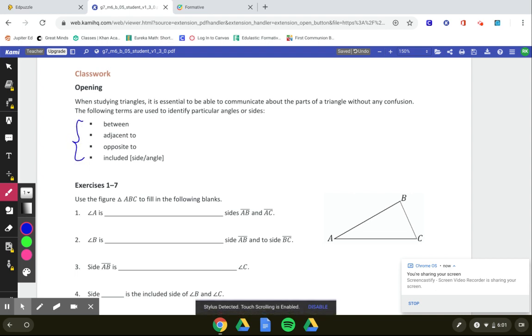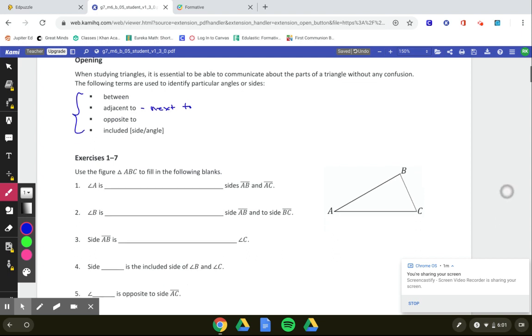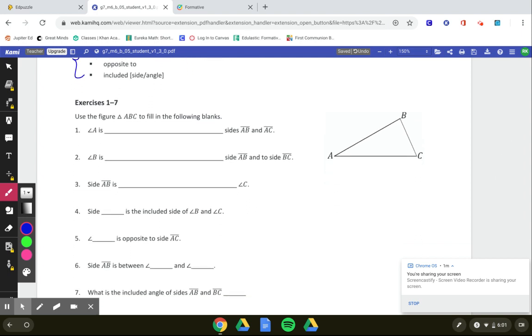As you can see in these bullet points up here, we have a couple phrases. Between, adjacent to, which is the one that I want to draw your attention to, which really means next to, opposite to, meaning it's the opposite side, or included. So using those terms, we're going to take a look at this triangle here. We're going to use the figure triangle ABC to fill in the following blanks.